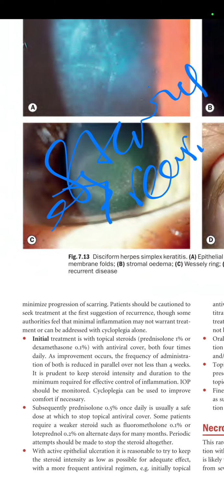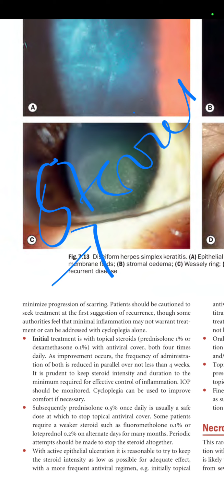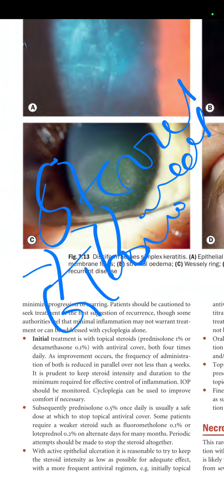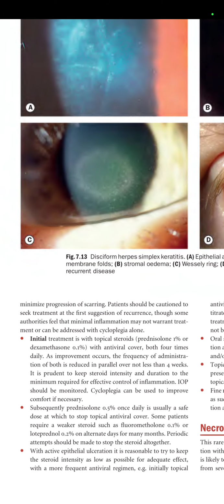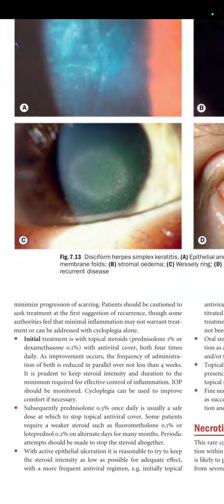It is prudent to keep steroid intensity and duration to the minimum required for effective control of inflammation. IOP should be monitored. As with any steroid, we monitor the IOP, because if steroids are used for the long term, for more than 3 weeks, they can cause steroid-induced glaucoma. Cycloplegia can be used to improve comfort if necessary. Subsequently, prednisolone 0.5% once daily is usually a safe dose at which to stop the antiviral cover. So we stop the antiviral cover when we shift to prednisolone 0.5% once daily.